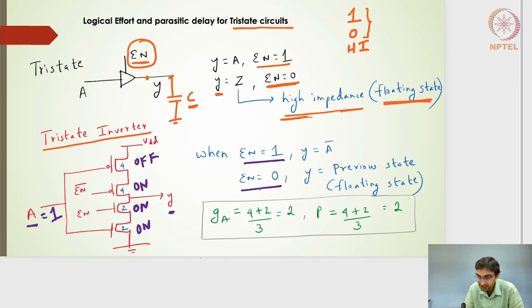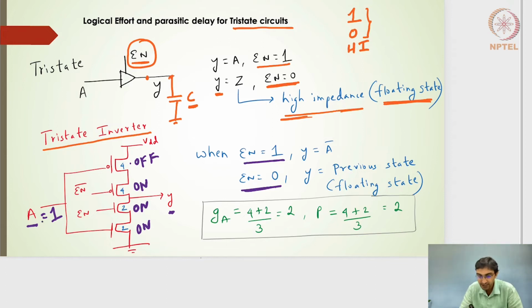When enable is 0 here, that means both these transistors will be off, right? So Y will be disconnected from the transistors which are connected to the A input. Enable is 0, enable bar will be 1, that means the PMOS transistor will be off. Y will be disconnected from the VDD or the ground rail, so it will hold the previous state.